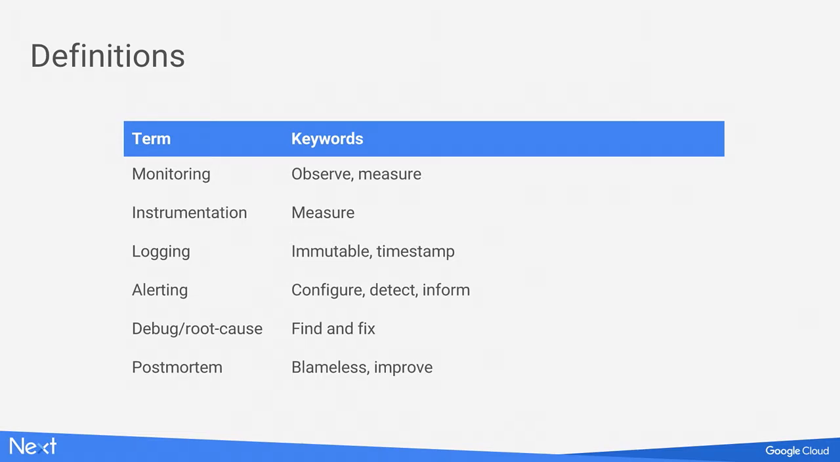Then we have debugging, or figuring out the root cause. That happens usually after alerting. It's getting down to the problem. It's mitigating the problems. And at the end, when all is well again, we sometimes do postmortems to make sure that whatever happened does not happen again or is treated more efficiently.